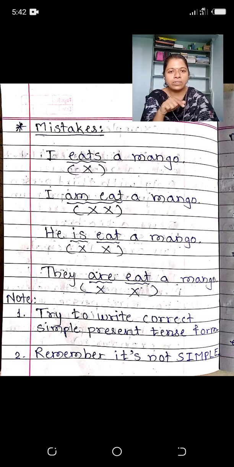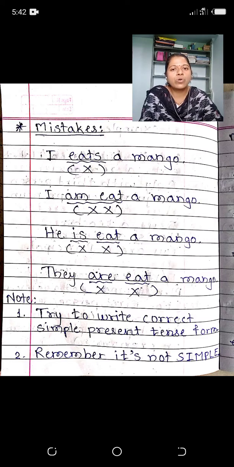Then, he is eat a mango. The same mistake is made here. He eats a mango. Here you have to use the s form of the main verb because he is a third person singular pronoun. So he is eat a mango is wrong, but you have to use he eats a mango. Then see the last sentence, the third person plural pronoun they: they are eat a mango is wrong. You have to use they eat a mango.